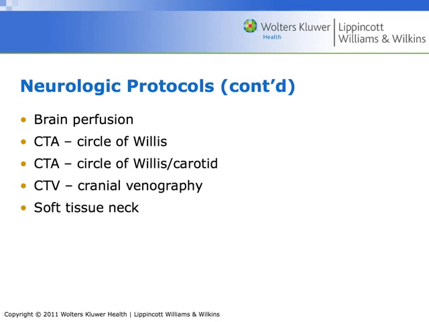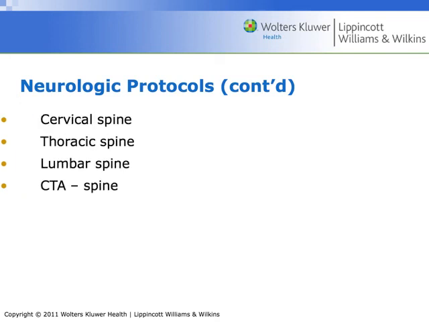And then cranial venography, pretty rare. Soft tissue neck, we do a lot of those, especially if we're looking for infection or cancer, something like that. Neck pain, neck mass. C-spines, we do lots of those. Thoracic spines, not as much. L-spines, we do tons of those. And then CTAs of the spine, pretty rare study. Those patients are probably going to be referred to a different modality.